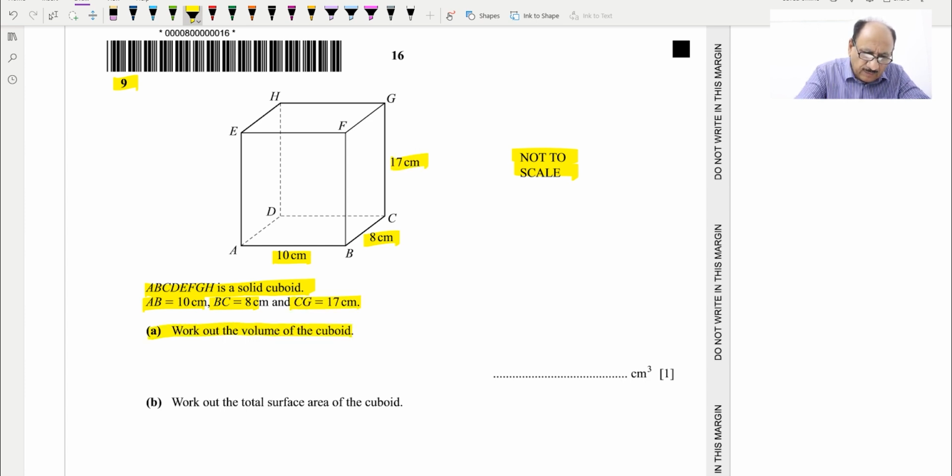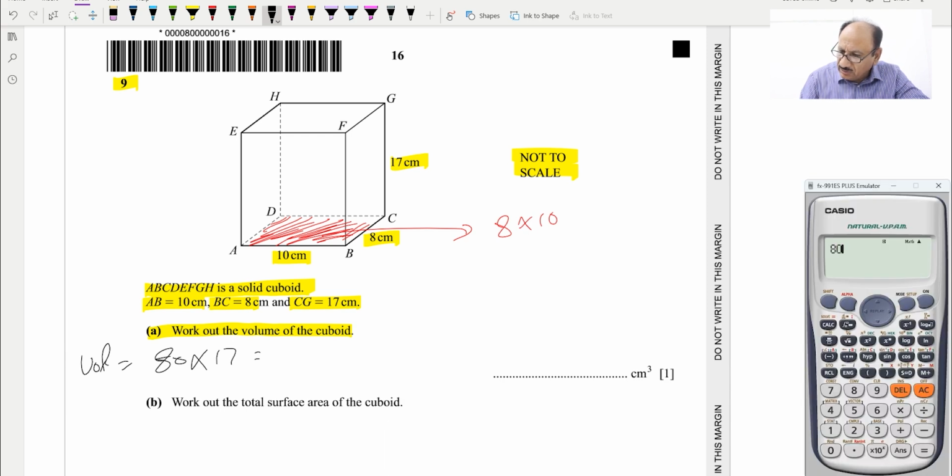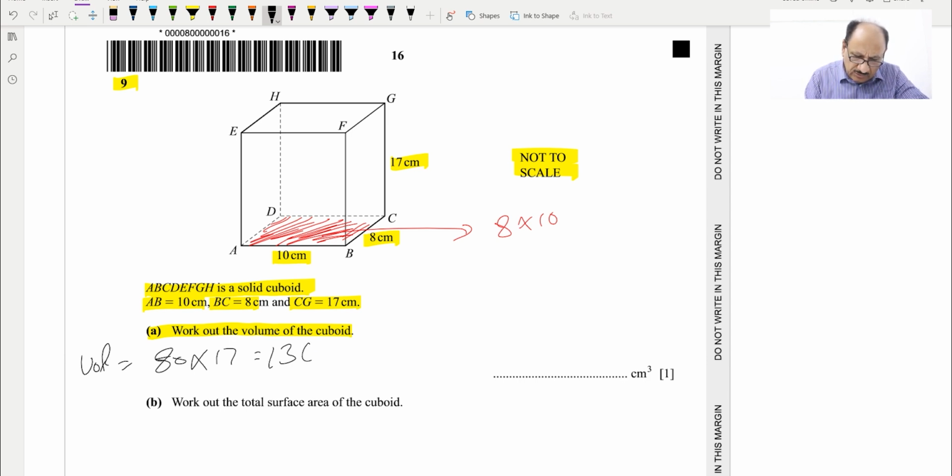Volume, you know, is base area into height. This is the base area which we can calculate, which is 8 into 10, which is equal to 80. So this will be the volume, 80 multiplied by 17, and 80 multiplied by 17 will give us 1360. 1360 will be the answer for this mark.